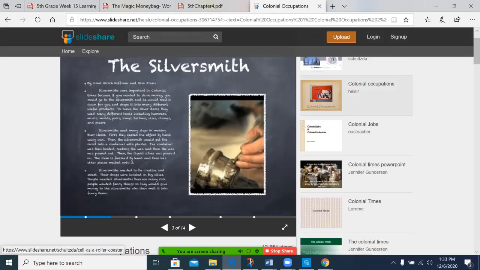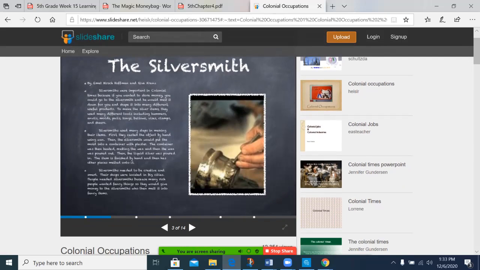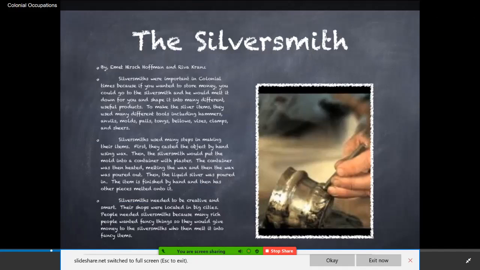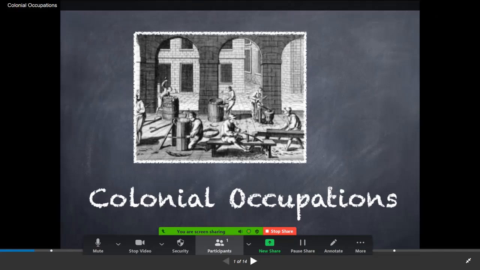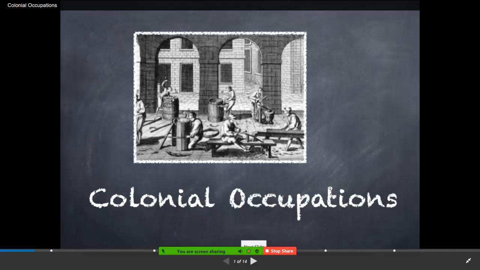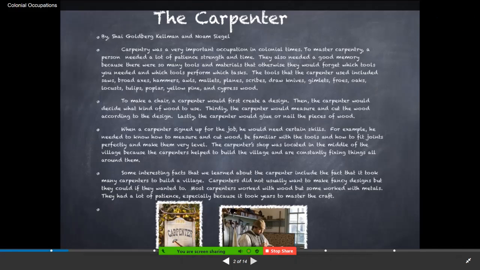All right, let's look at a couple of the jobs, and I'm going to enlarge this here. We'll start back on screen 1. So some of the jobs colonists would have in the colonial occupations. One was a carpenter. That's someone who would work with wood. You could build homes with it, barns, even chairs and tables. Very important job in that era.